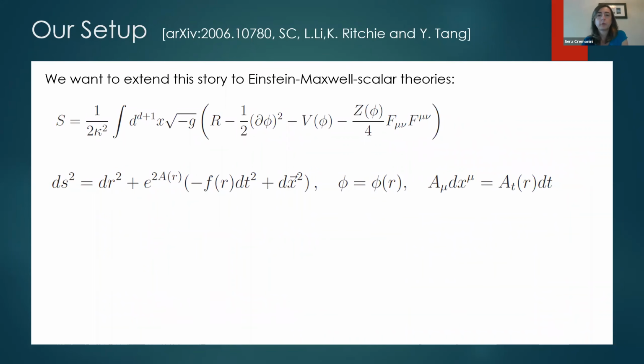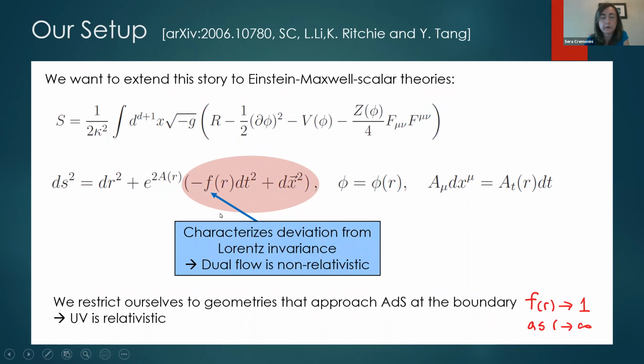Okay. So we looked at Einstein-Maxwell-scalar theory of this form and introduced geometries that could in principle violate Lorentz invariance by introducing this function f of the radial coordinate. So you can think of f as characterizing the deviation from Lorentz invariance so that we could study flows that could be non-relativistic. But we always assumed that our geometries approach AdS at the boundary. So we want this function f of r to approach 1 in some units at the boundary. Okay, so keep that in mind. So for us, the UV is always relativistic.